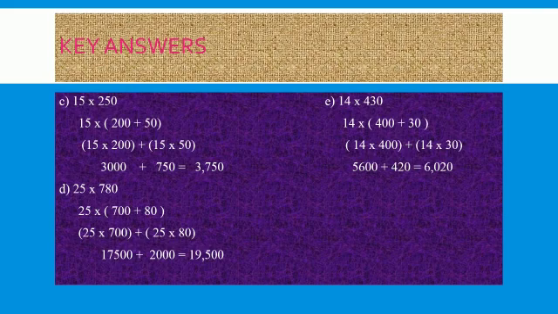Children, check with the key answers. 15 into 250. 15 into 250 can be written as 200 plus 50. 15 is multiplied with 200 and 50 separately with the plus sign in between. Simplifying the bracket, we get 3000 plus 750. The final sum will be 3750.